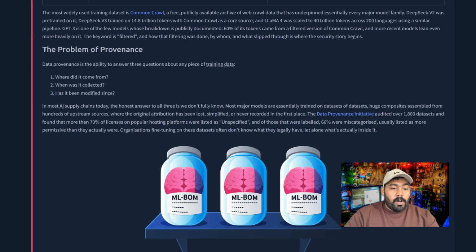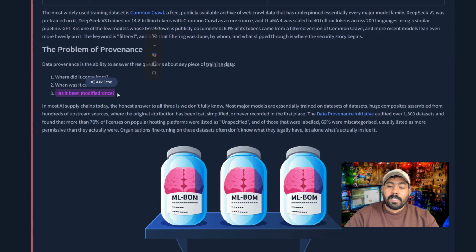And the problem of provenance. Let's go through that. The room defines data provenance as the ability to answer three questions about any piece of training data. The first one is where did it come from, and the second one is when was it collected.